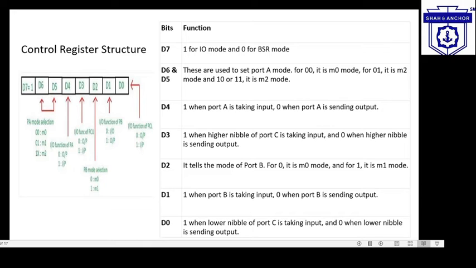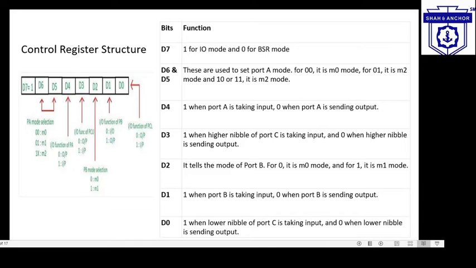When we go for the D2 bit, it tells the mode of port B. It is 0 if it is M0 mode, and 1 if it is M1 mode. That means D2 decides the mode for port B, 0 for M0, 1 for M1. Then the D1 bit of the control register is 1 when port B is taking the input, and it is 0 when port B is sending the output.